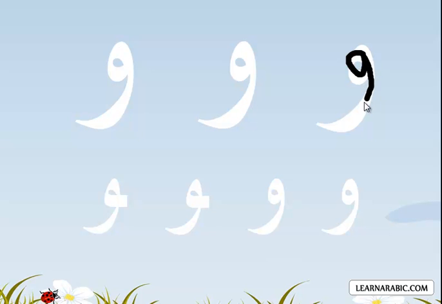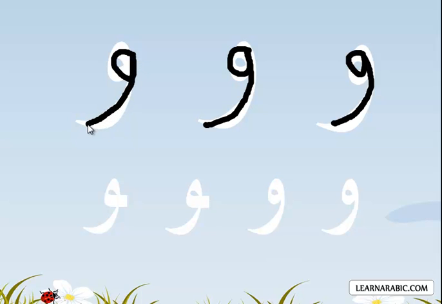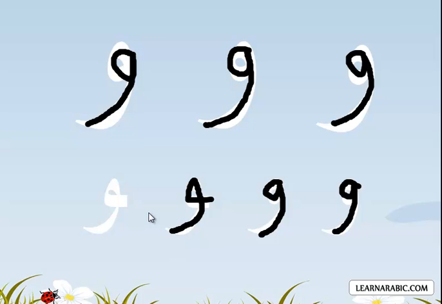Then we have the letter waw, and the letter waw is one of those stubborn letters that does not join to anything which comes after it, and so you will see that the waw will only take two main forms. This is waw at the beginning, and this is waw in the middle and also the end.